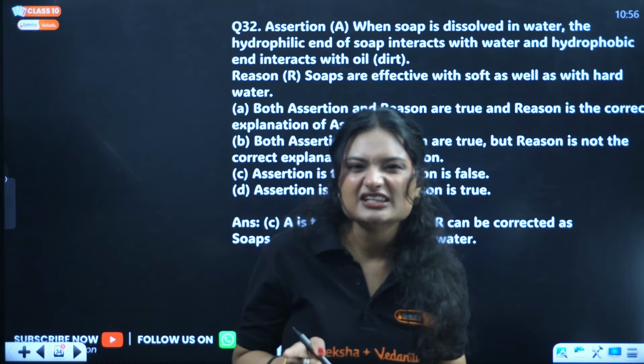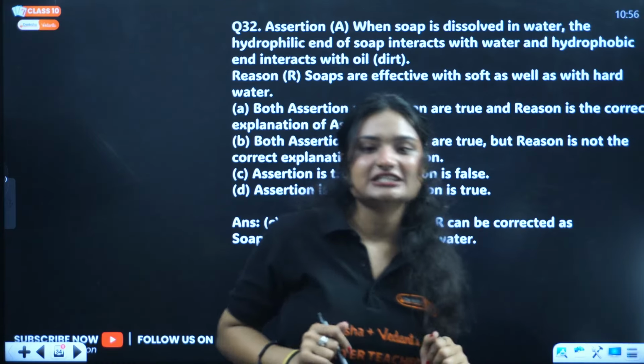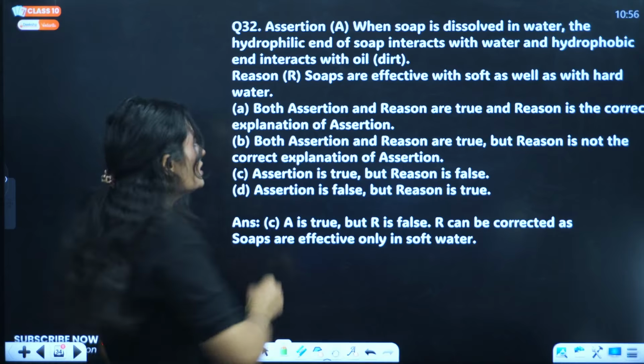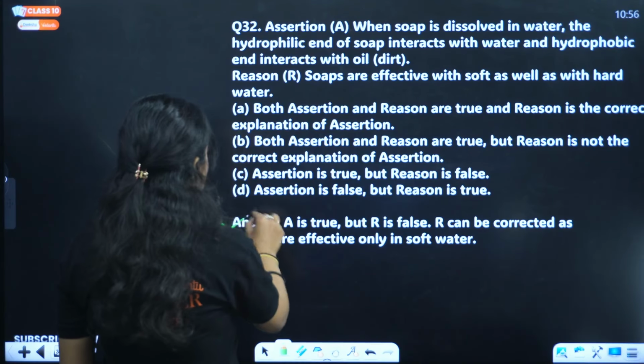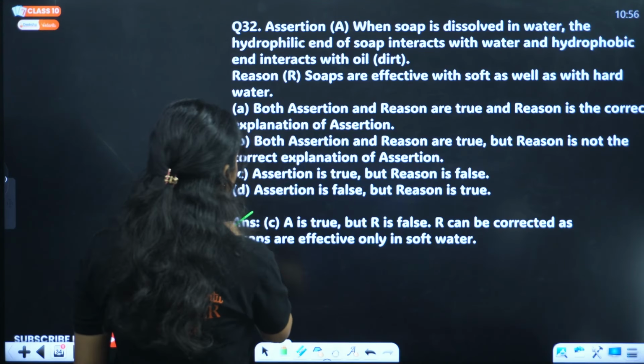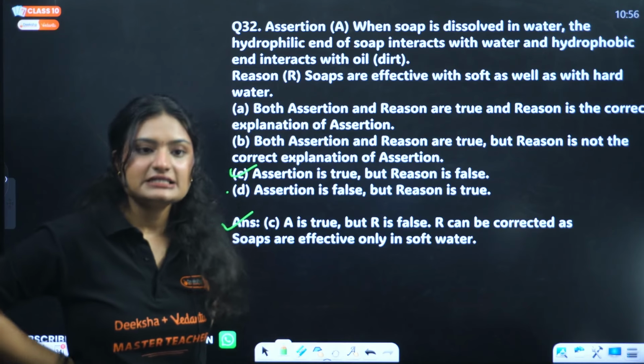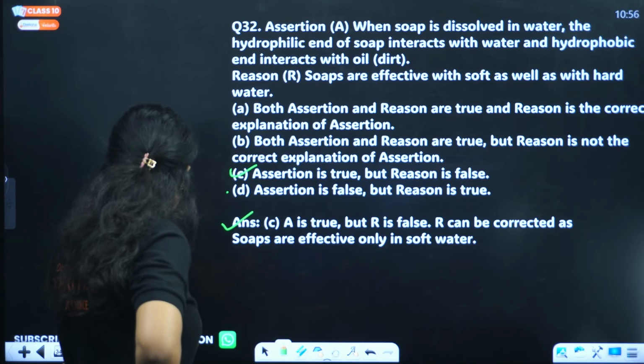What do work in hard water? Detergents, right? Detergents work in hard water. Okay. So assertion is true, but reasoning is false. Your correct answer is option number C. Option number C. Moving on, last question.